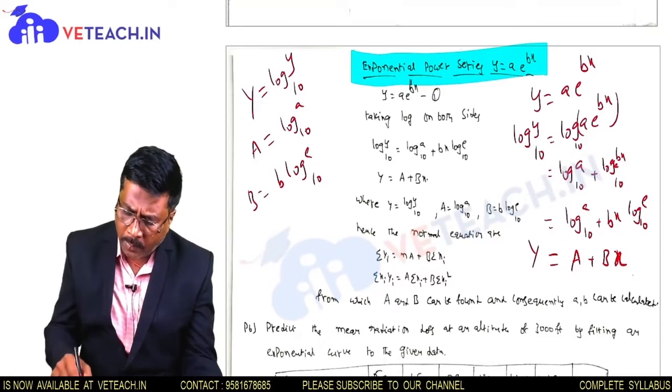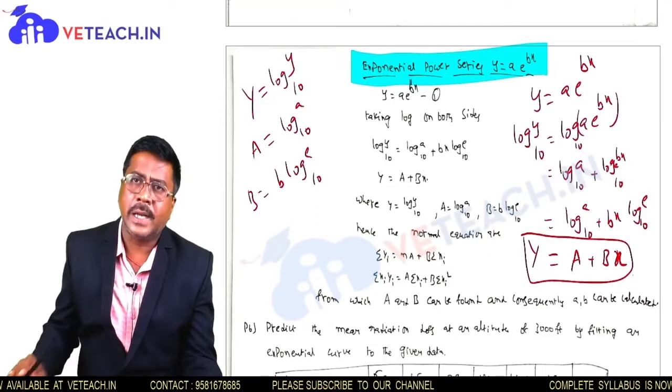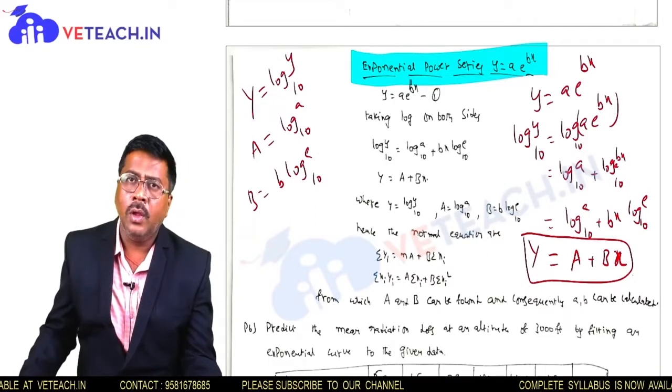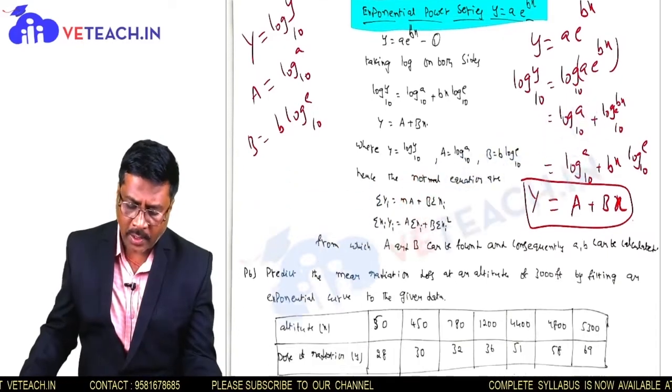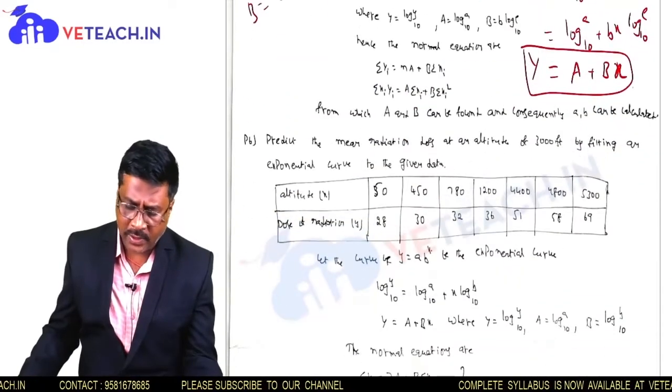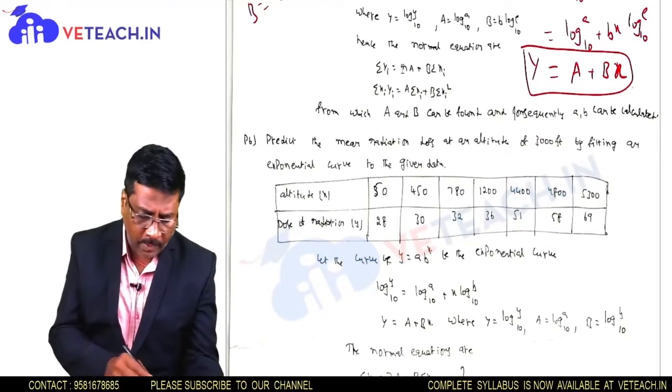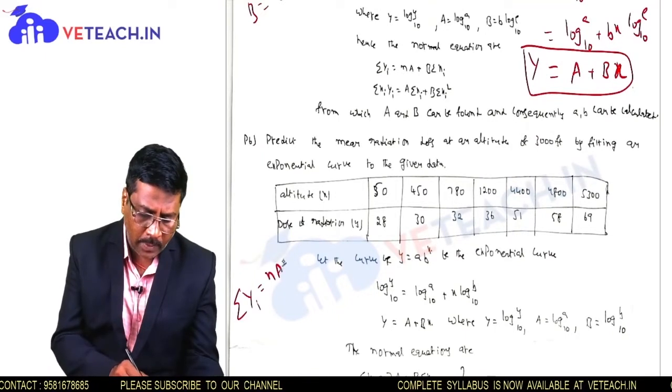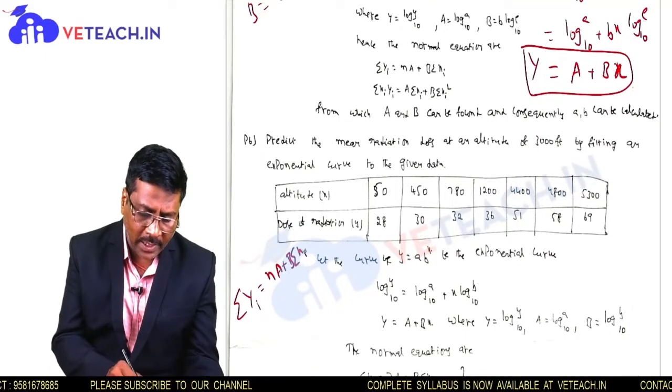Now this is the proper form of the straight line, capital Y is equal to capital A plus capital B into small x. The normal equations of this equation are: sigma of capital Y is equal to n into A plus B into sigma of small xi.